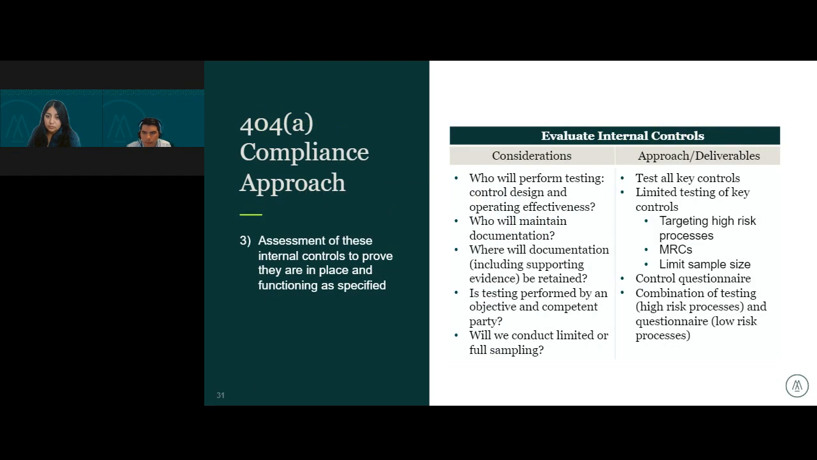Okay, we can move on to the next slide here, and the assessment of internal controls. Now it's time to assess how the controls are performing. Notice the considerations here are more the items to think through when determining the approach to take and method of documenting. No surprise here that the assessment will need to be done by someone who is both objective and a competent party.